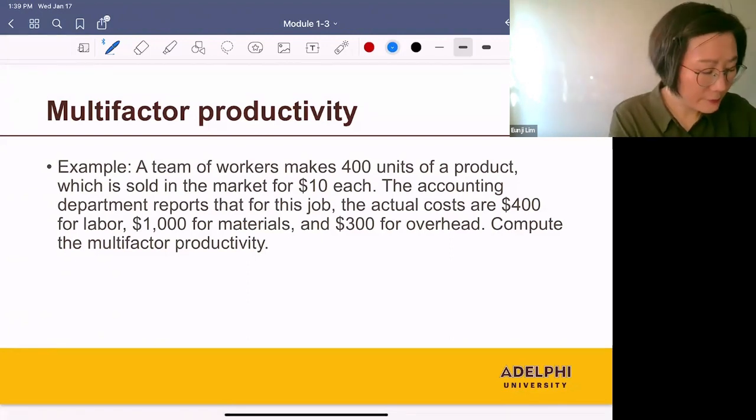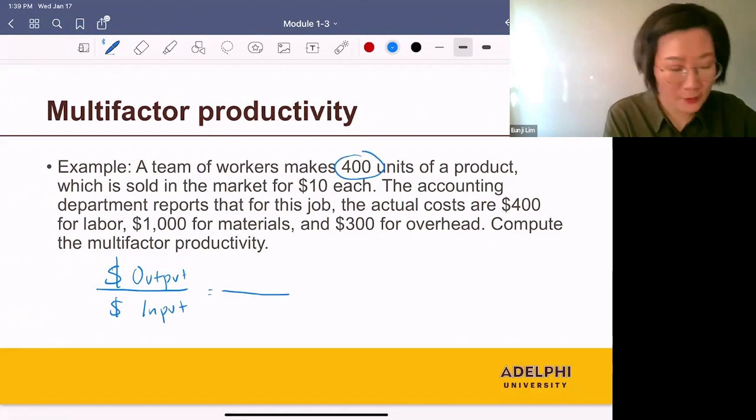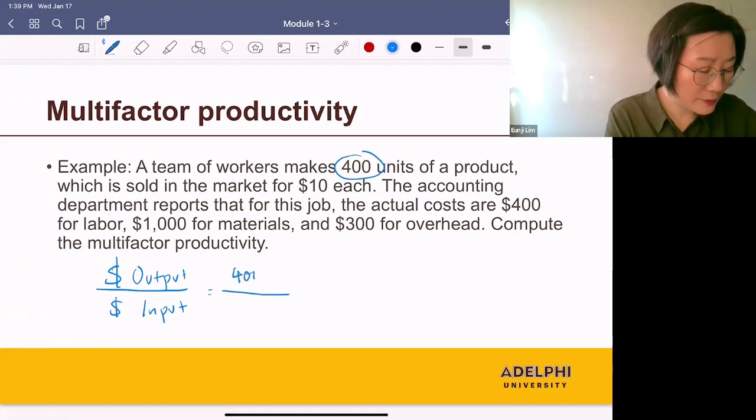Let's use the definition. It's the ratio of the dollar value of the output over the dollar value of the input. So what's the dollar value of the output? They produced 400 units, and each of them is sold for $10. So it's $4,000.